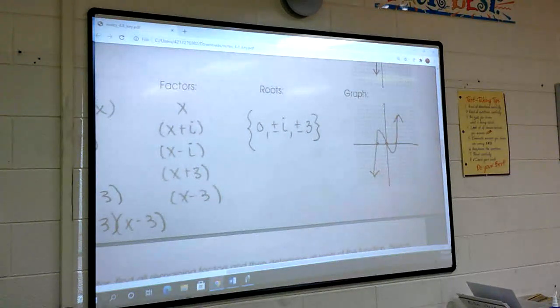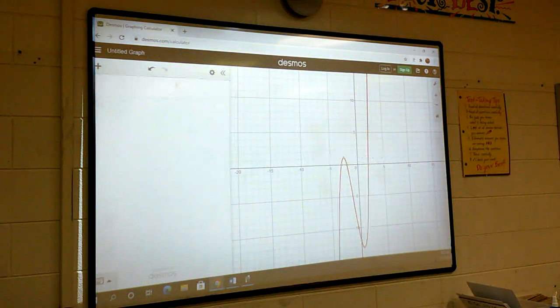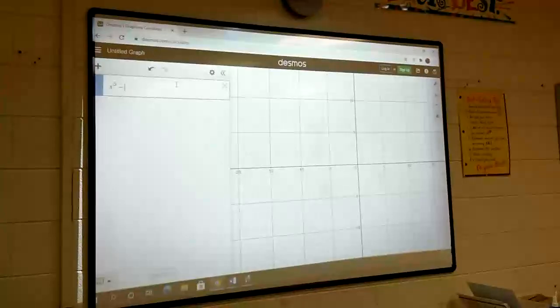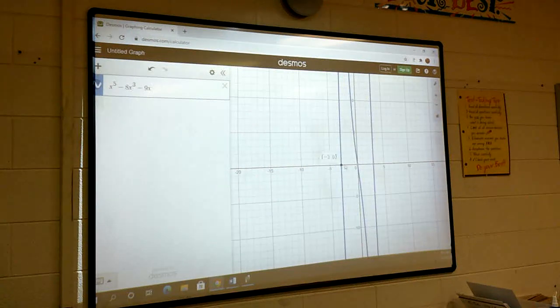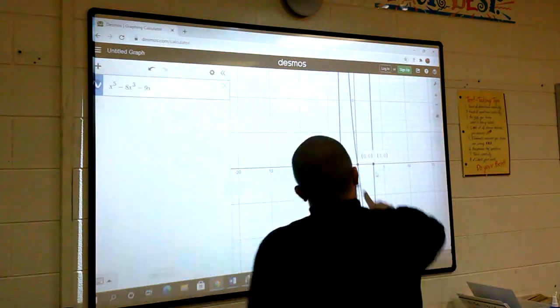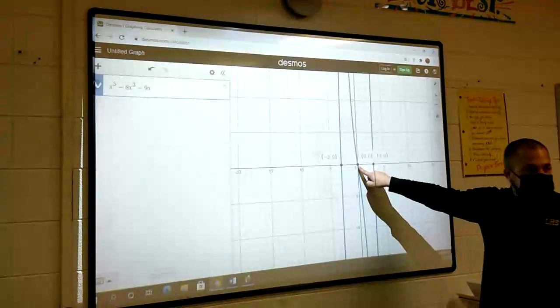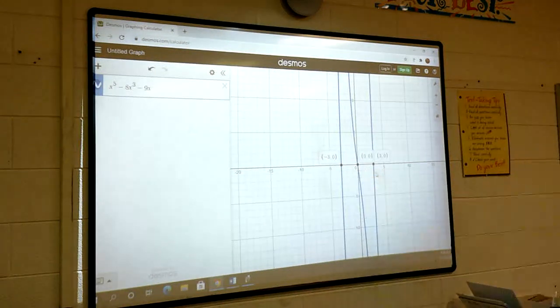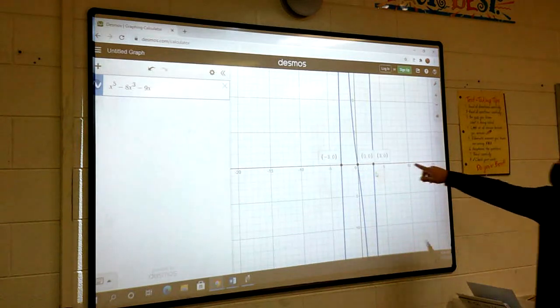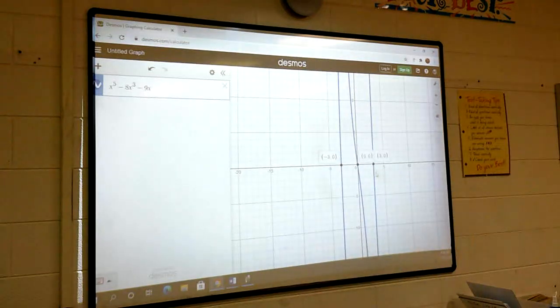So again, I'm going to go to Desmos and type that in. X to the 5th minus 8x to the 3rd minus 9x. So here's the important part. Where does it cross? It crosses at negative 3, so that's a factor of x plus 3. Because it crosses at negative 3, you have a factor of x plus 3. Because it crosses at 0, you have a factor of just x. It's just x, because x equals 0. And then because it crosses at positive 3, you have a factor of x minus 3.